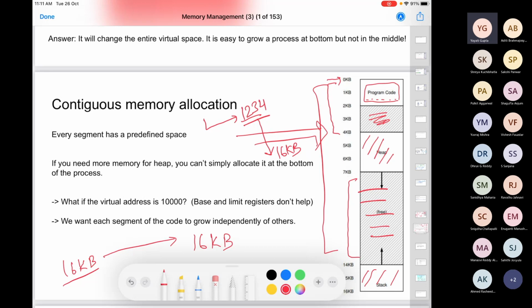Now, what if this process somehow generates a virtual address of, let's say, 9240? 9240 is somewhere here, right, in this part which this process is not using, in this free space. So what will be done? Based on your base and limit register, you will still be pointed to some physical memory, which will be 1234 plus 9240, which is again not safe. So we should actually have a trap here; that shouldn't be allowed.